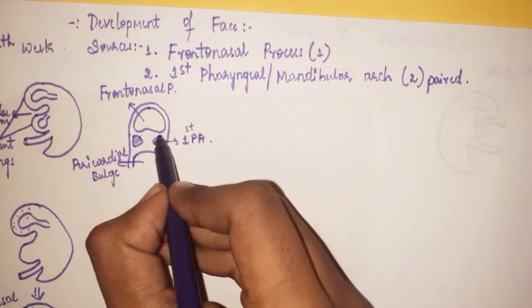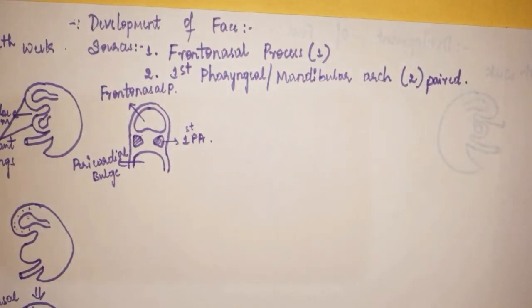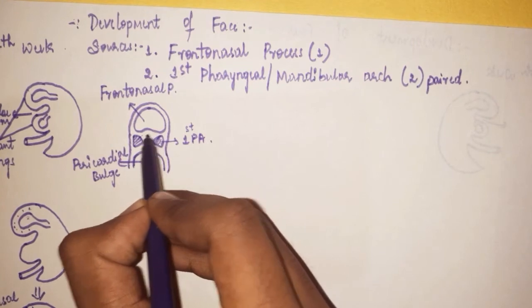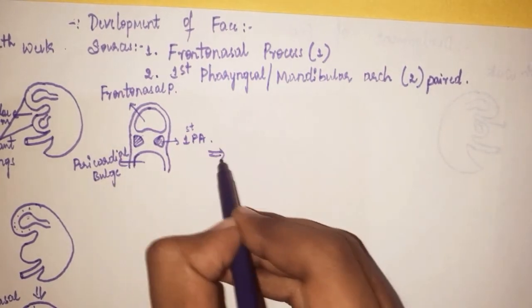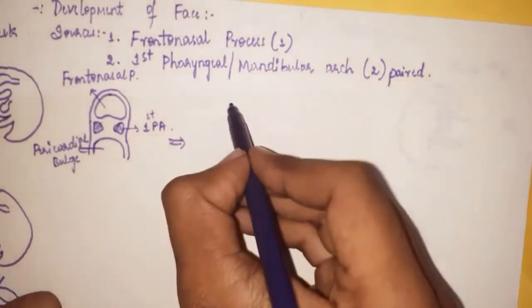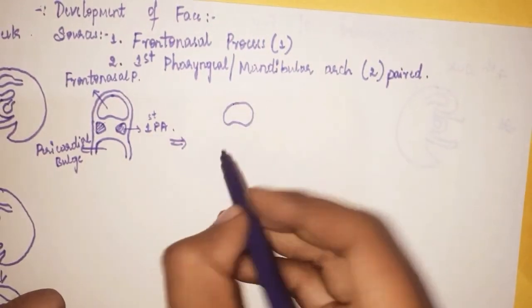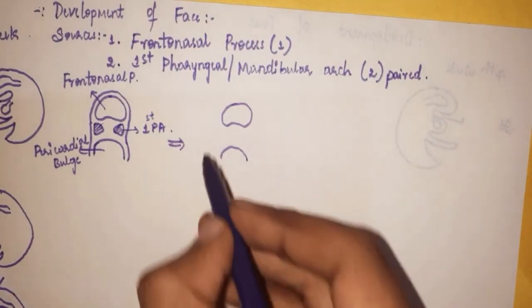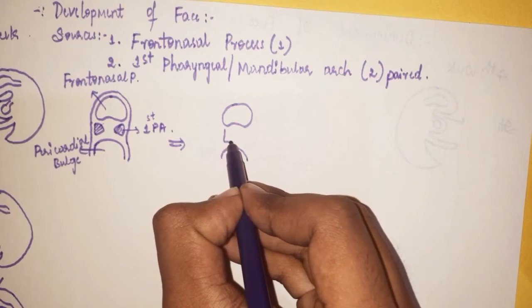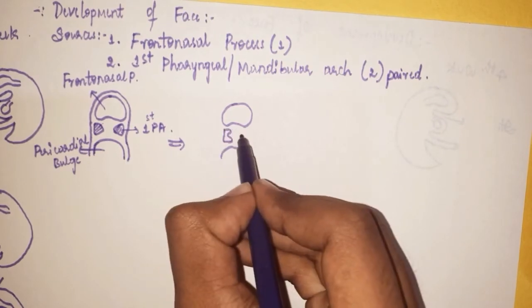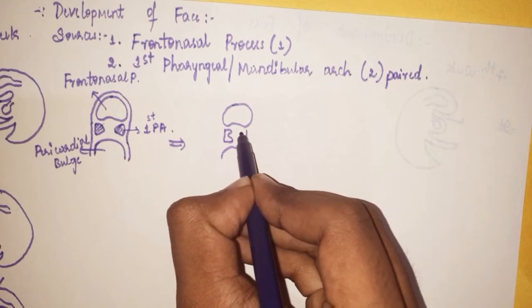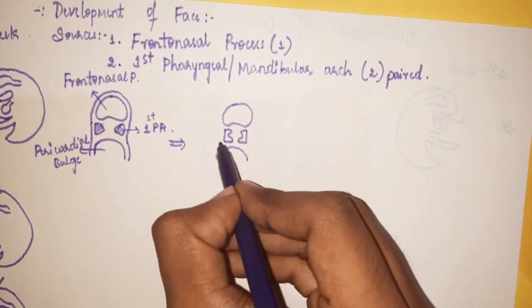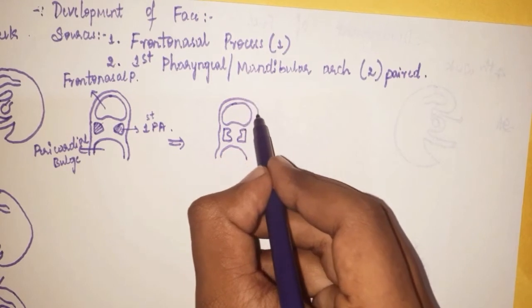On the dorsal side of the first pharyngeal arch, the cells multiply and grow towards the medial side. They grow in this direction and soon form structures like this. This is the frontonasal process, and this is the pericardial bulge. On the dorsal side of the first arch, cells proliferate and form like this. This is the ectodermal lining.